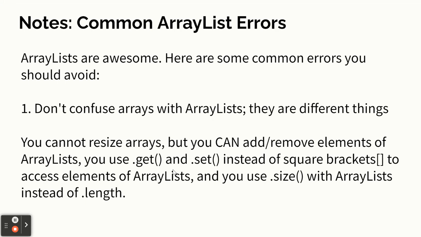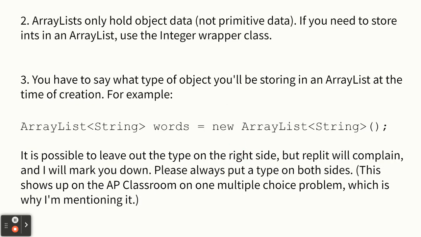Also, you have to use .get and .set with ArrayLists instead of square brackets. And with ArrayLists, you have to use .size() instead of .length with no parentheses. ArrayLists only hold object data, so not primitive data. You can't make an ArrayList of int variables. That's why we use capital I Integer, because that's not a primitive variable.